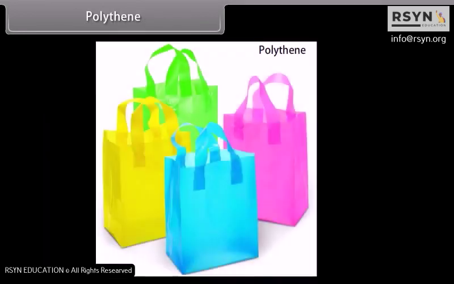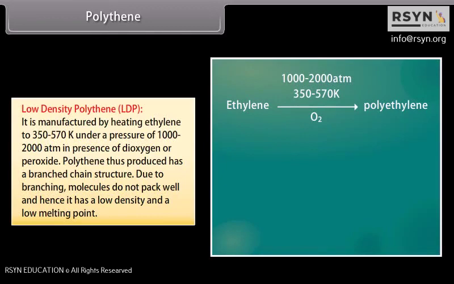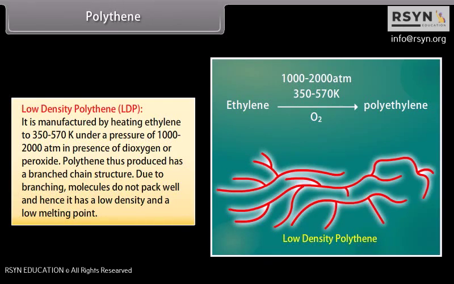Polyethylene. Polyethylene is the most widely used addition polymer. Nowadays, two types of polyethylenes are produced and they have widely different properties. Low density polyethylene. It is manufactured by heating ethylene to 350 to 570 Kelvin under the pressure of 1000 to 2000 atm in presence of dioxygen or peroxide. Polyethylene thus produced has a branched chain structure. Due to branching, molecules do not pack well and hence it has a low density and a low melting point.